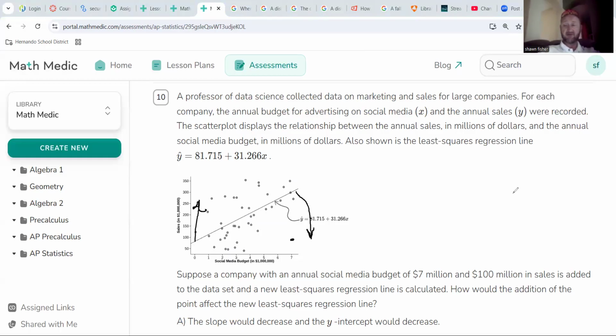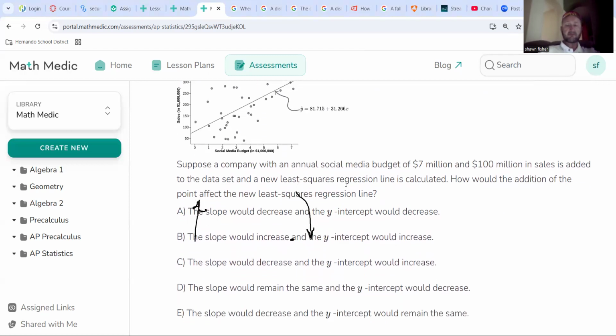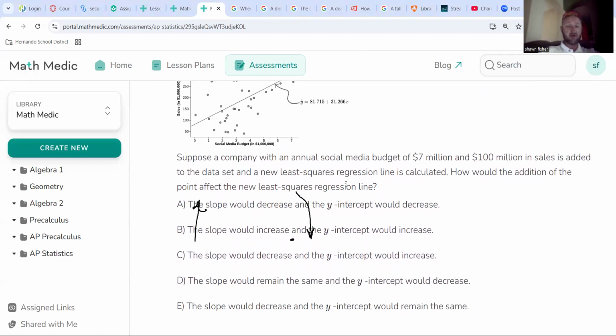Remember, we used to do things like this. So let's just find our answer. It says the slope will decrease, which is true, and the y-intercept would decrease. Well, that means the whole thing somehow goes down, and then the slope goes. I don't know. Unless you don't have really a line, that would be true.